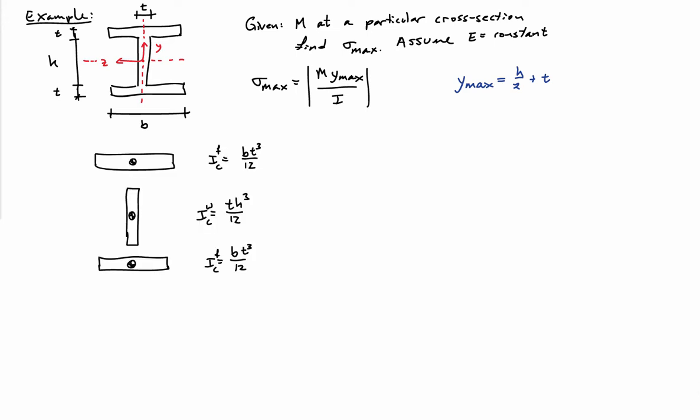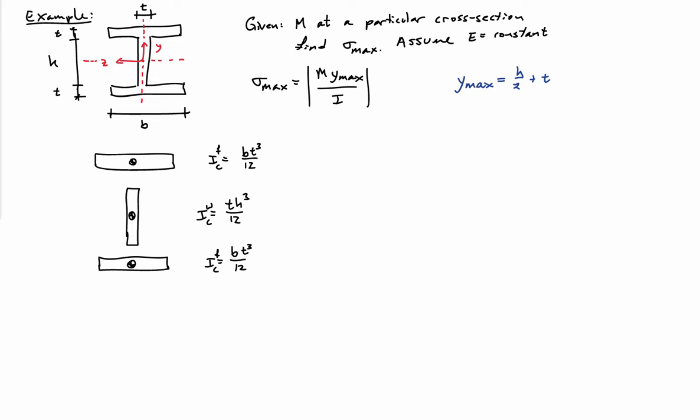Now, to calculate I, I'm going to break up the cross-section into three pieces. I have the rectangle at the top, the flange at the top, which has width b and thickness t. We have the web, which has height h and thickness t. And we have the flange at the bottom, which has width b and thickness t. These are all rectangles. So the moment of inertia of each one of these rectangles is just its width times its height cubed divided by 12.